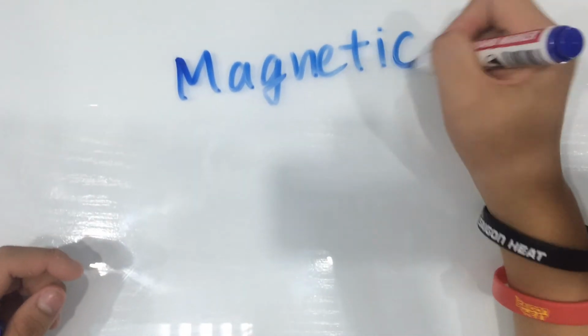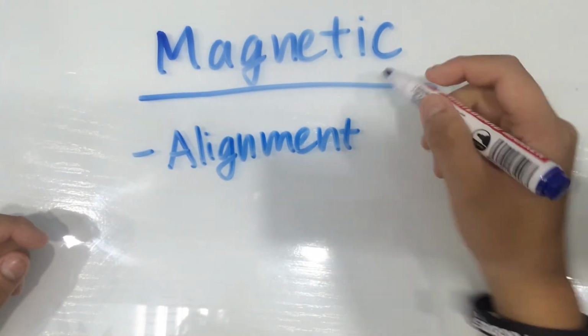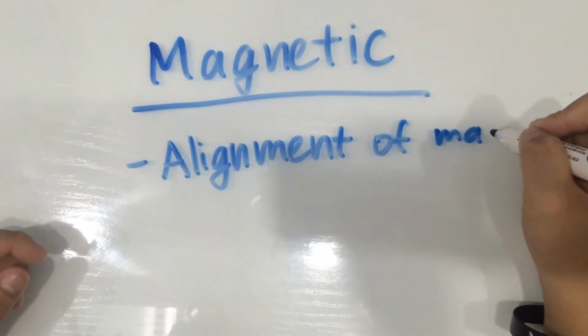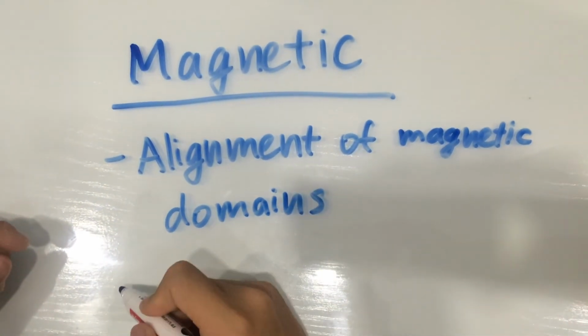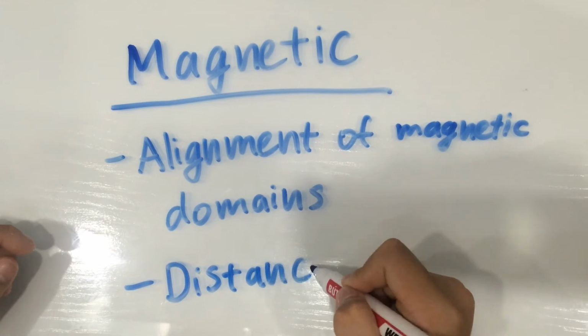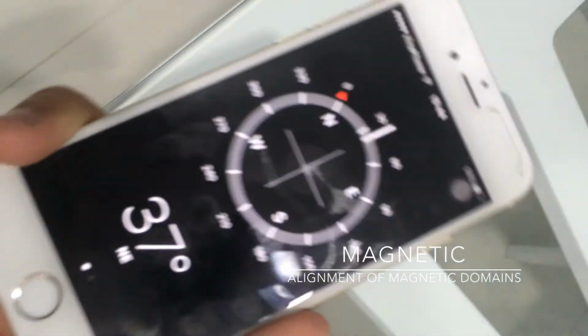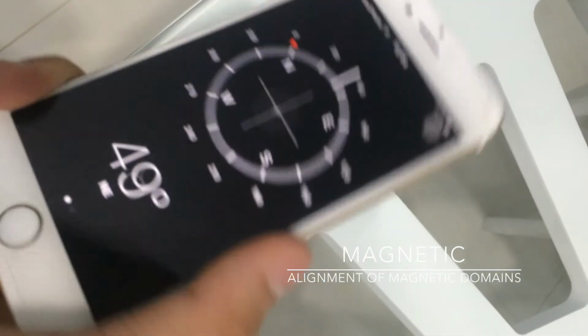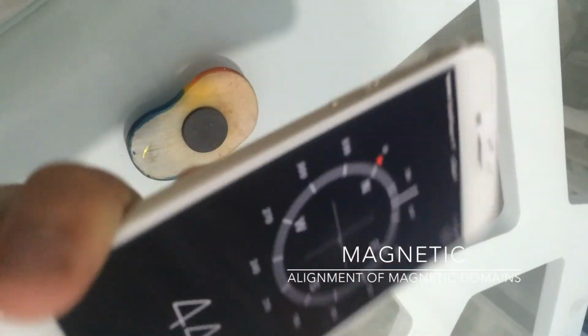And here are the factors that affect magnetism. For the first one, alignment of magnetic domains. And for the second one, the distance. This is an example when you use a compass in an area that has a magnet. Then the needle of the compass will be affected and not balanced.